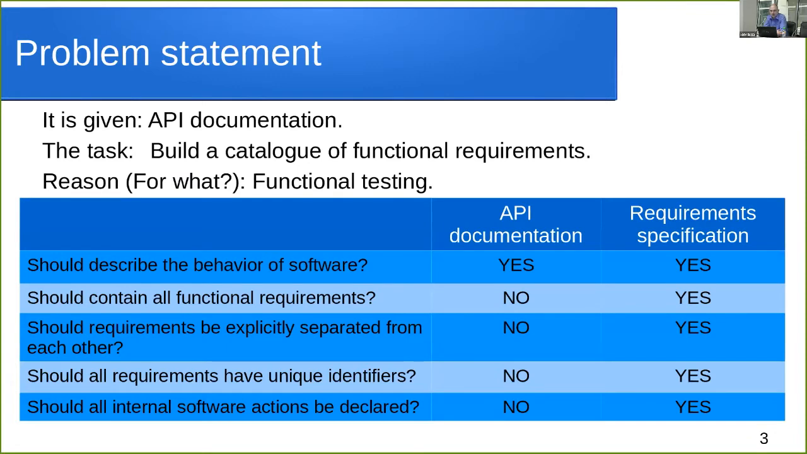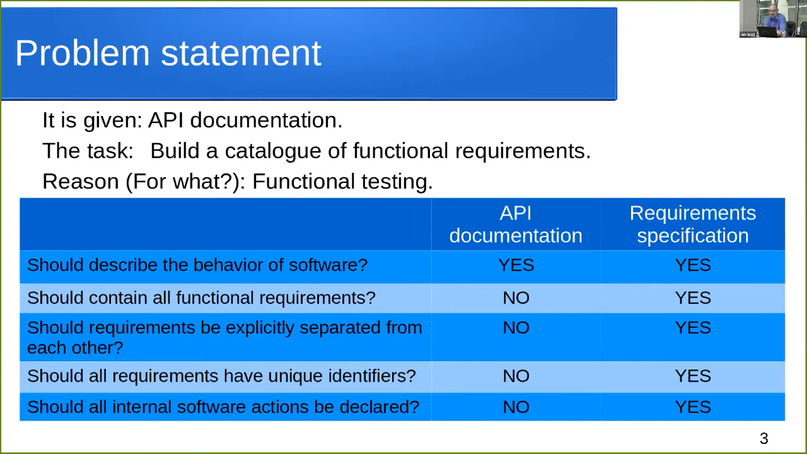So our task is pretty simple. We have software, a computer program that provides an application programming interface, and we don't have a software requirements specification, but we have an API documentation. So the task is to extract the requirements from this API documentation and build a catalog of functional requirements. This situation is not rare. I should say that we often face it.